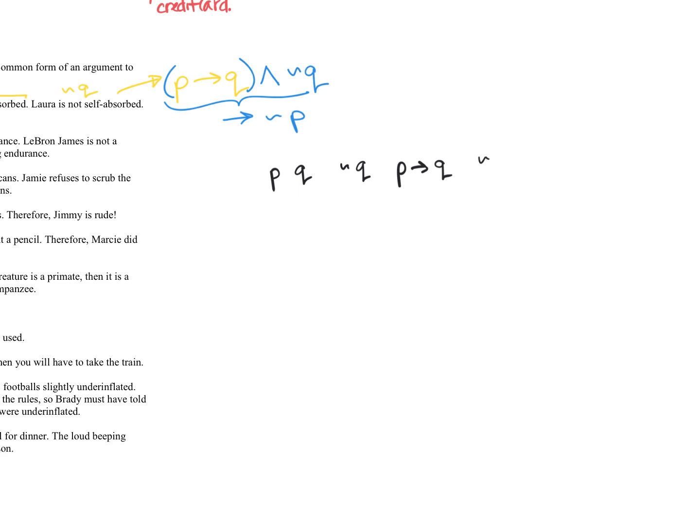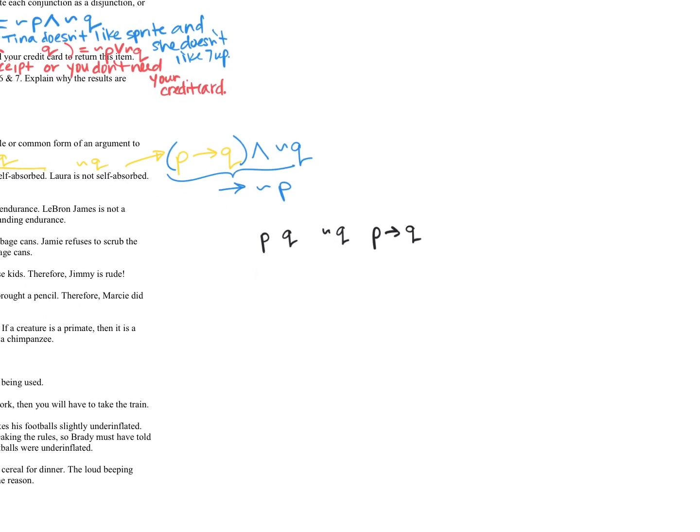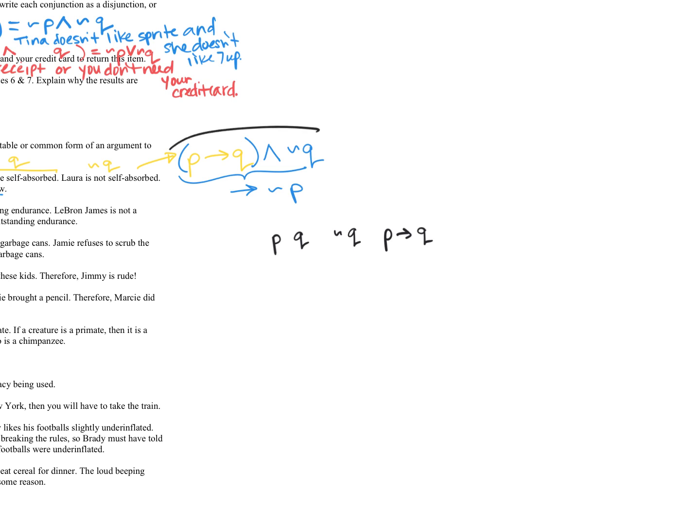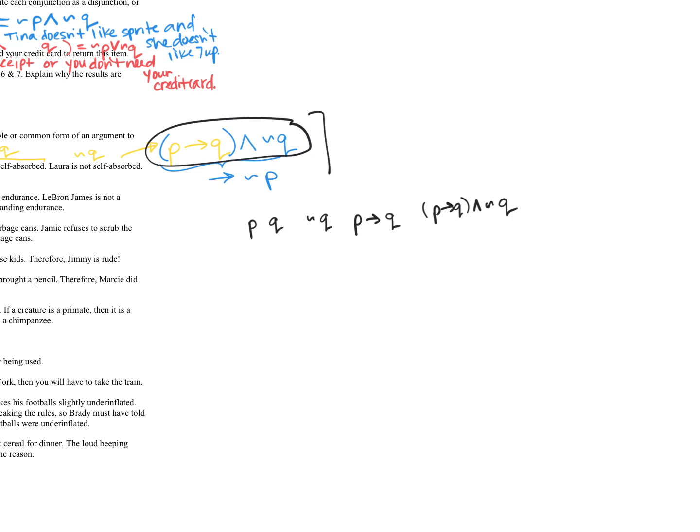We actually need to know this whole fact here. So we're going to need to know P implies Q and negation Q. And then the last one, we're going to need that whole statement there. So it will be P implies Q and not Q, and we want that this implies not P. So we're going to check on that.